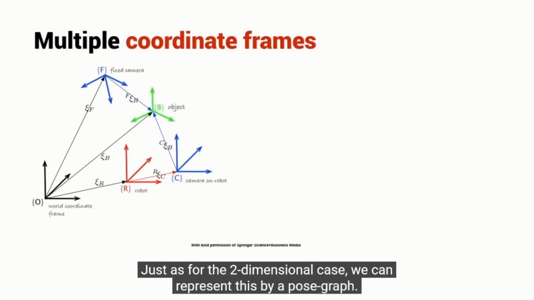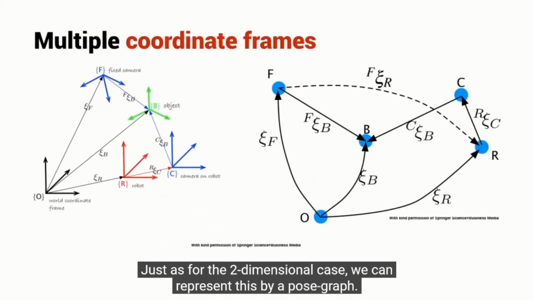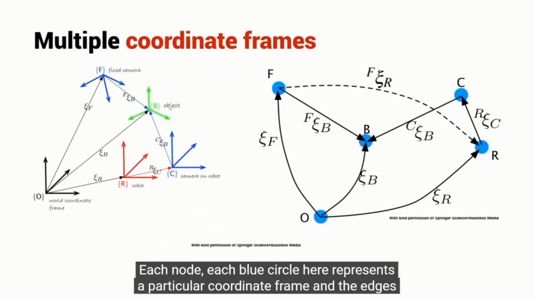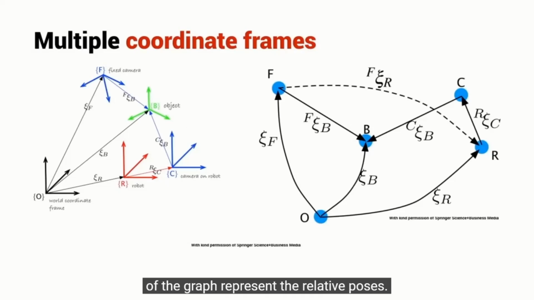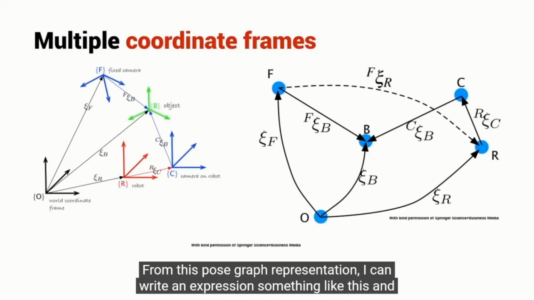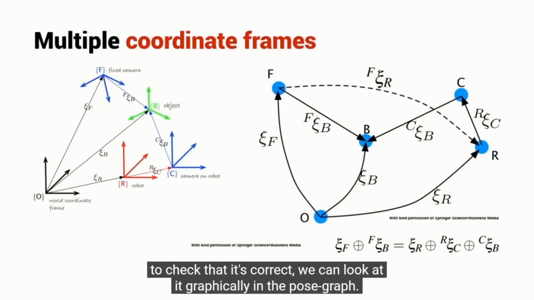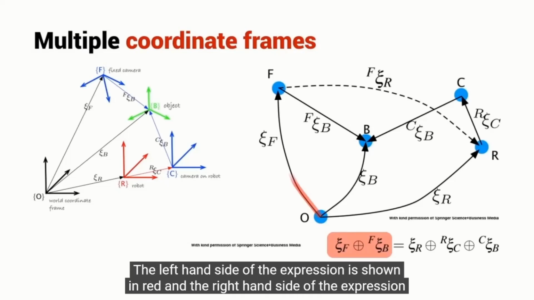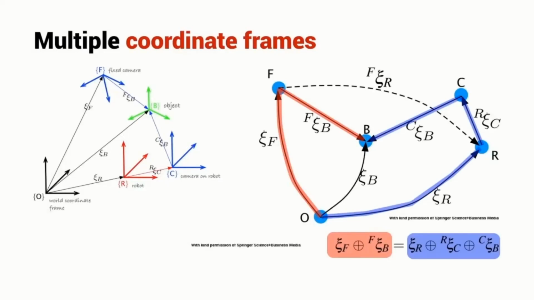Just as for the two-dimensional case, we can represent this by a pose graph. Each node, each blue circle here, represents a particular coordinate frame, and the edges of the graph represent the relative poses. From this pose graph representation, I can write an expression something like this. And to check that it's correct, we can look at it graphically in the pose graph. The left-hand side of the expression is shown in red, and the right-hand side of the expression is shown in blue.